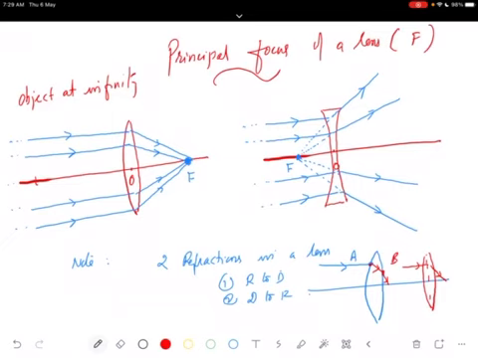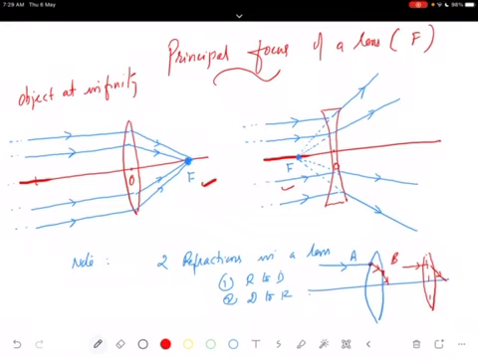So we want to see the image formation in the case of lens. For that, we have to mark focus on the right side and left side. So here you see the focus I marked on the right side for convex lens, and the focus here I marked for concave lens is on the left side. Considering as per sign convention, the object is on the left side.